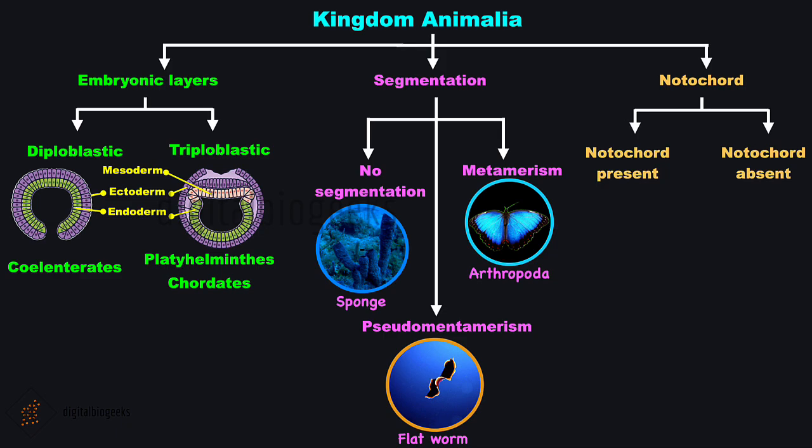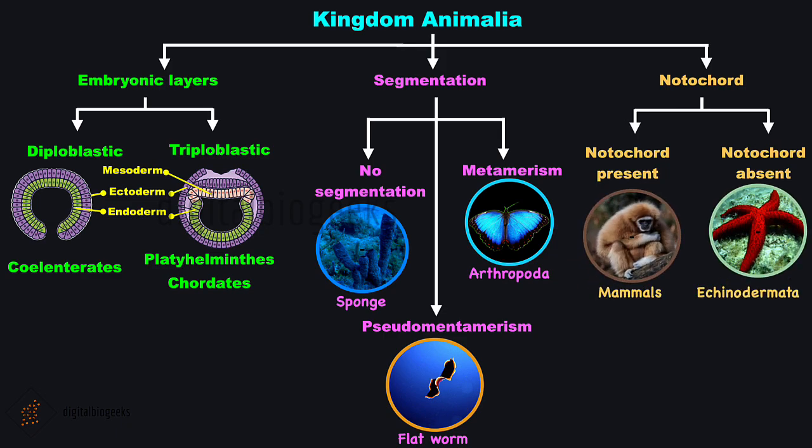Notochord is a rod-like structure made up of the mesodermal cells. This is formed during the development of an embryo. Animals with notochord are called chordates, example mammals, and animals without notochord are called non-chordates, example sponges and echinoderms.